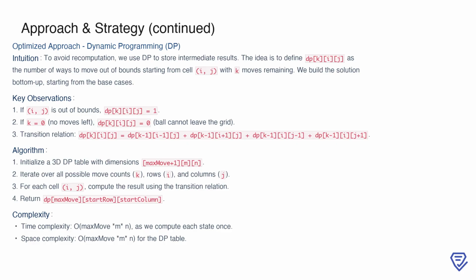To implement this, we create a 3D dp table with dimensions max move plus 1 by m by n, and iterate through all possible move counts, rows, and columns, and compute the result for each state. Ultimately, we return the value at dp[max move][start row][start column]. This approach improves efficiency significantly, with a time complexity of O(max move * m * n), and the same space complexity.